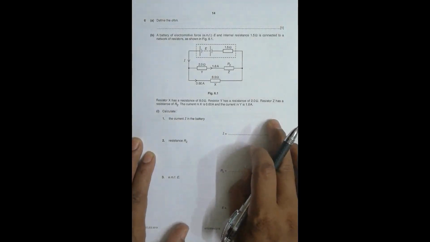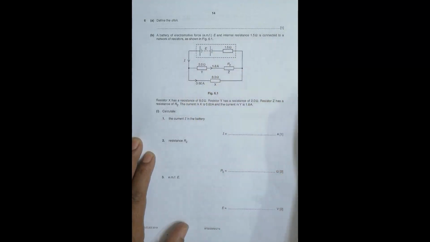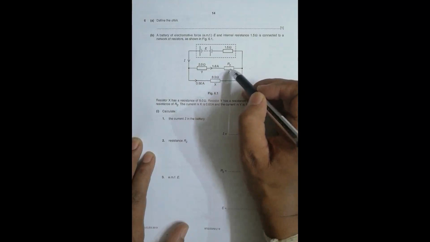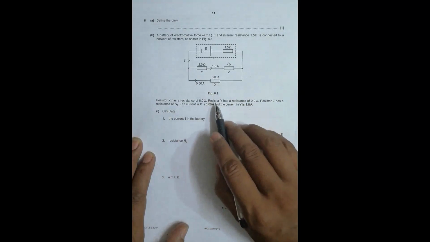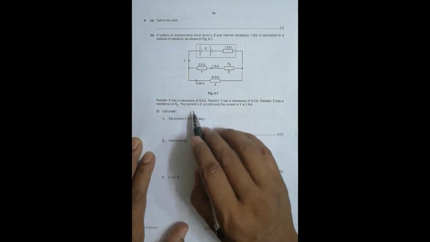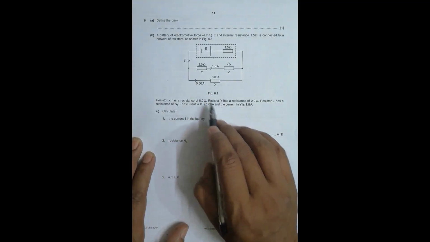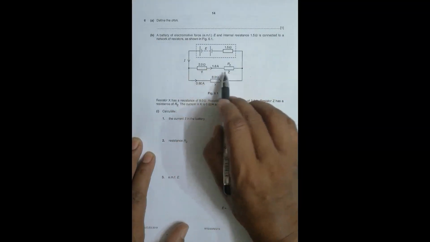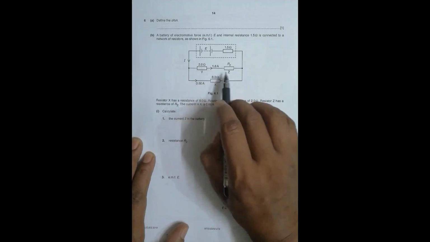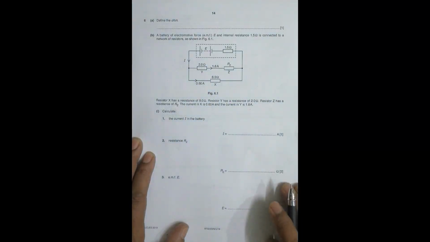Now the second question shows a battery of electromotive force EMF E and internal resistance 1.5 ohm connected to a network of resistors as shown in figure 6.1. So these are the network of resistors. This is known, this is not known, this is also known. Resistor X has a resistance of 8.0 ohm. Resistor Y has a resistance of 2.0 ohm. Resistor Z has a resistance of RZ, which is unknown. The current in XC is 0.60 ampere, and the current in YE is 1.8 ampere. So that means the current flowing through this resistor and this resistor both is same, which is 1.8 ampere.